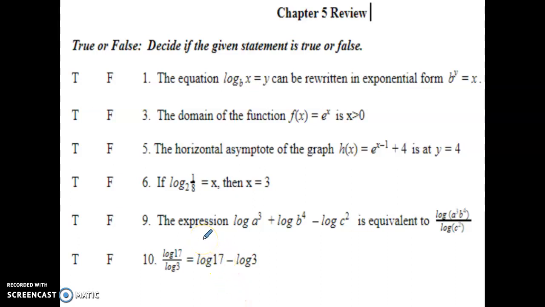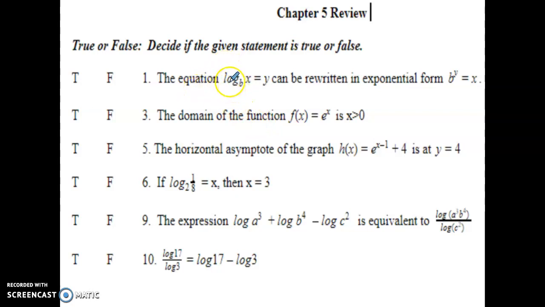Hey, let's look at Chapter 5 review. So if you haven't printed it off already, pause the video and go print it off, because you're going to need a copy of it so you don't have to write down all the problems. The first part of it is a true-false part. So we're going to look at this.